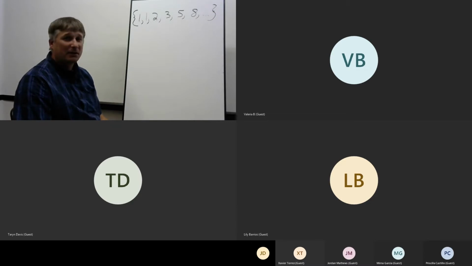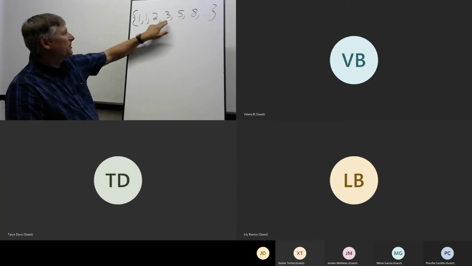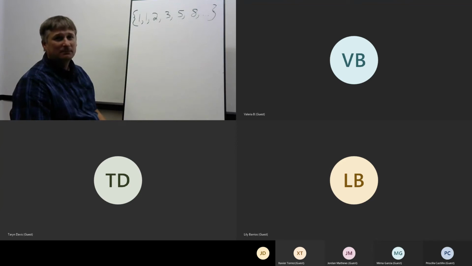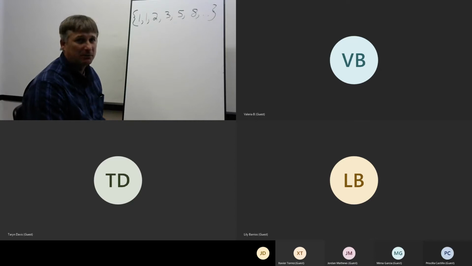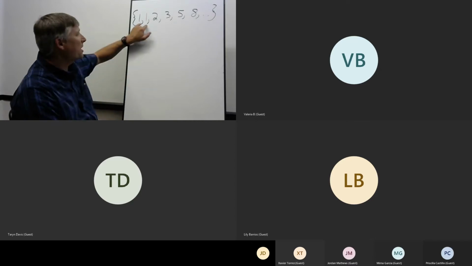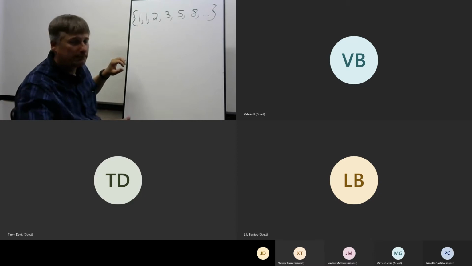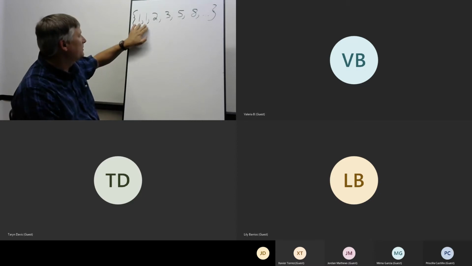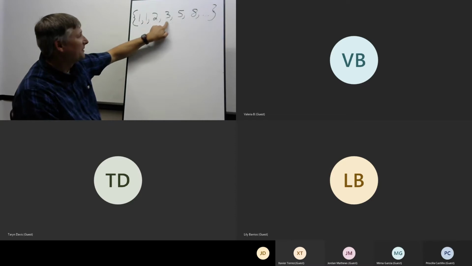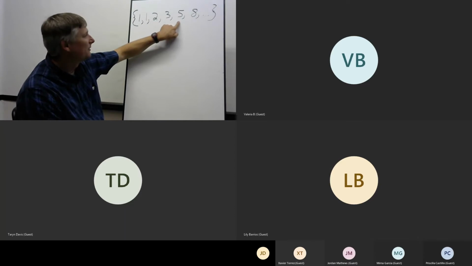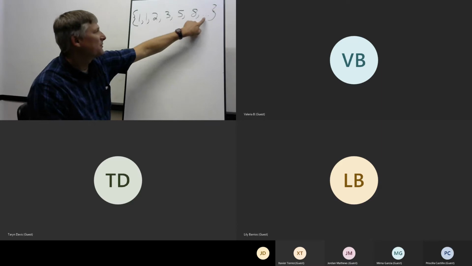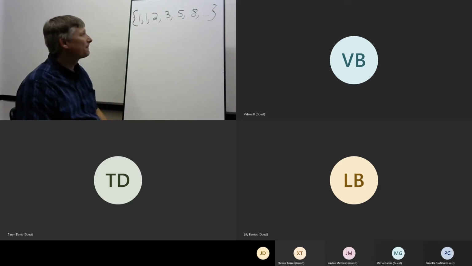Now, who sees the pattern here? 1, 1, 2, 3, 5, 8. What's going on here? Well, what we're doing is creating what's called the Fibonacci sequence. And the way you generate the Fibonacci sequence is you start out with two numbers. It's always 1 and 1. And then you add these two to get this one. Add these two to get this one. Add these two to get this one. And then you would add these two to get 13, the next number in the sequence.